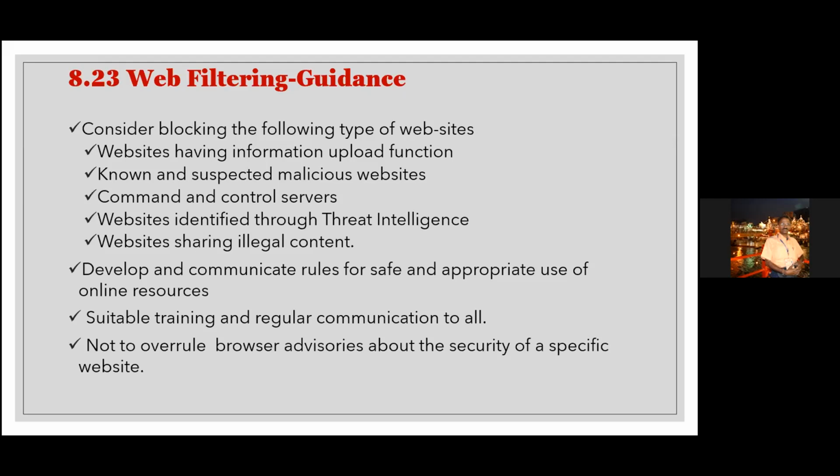So this particular control is a new control, re-emphasizing the implementation area for people who have access to websites through their internal information systems. Develop and communicate rules for safe and appropriate use of online resources. Every user in the organization is to be made aware of how they can safely and appropriately access online resources for any purpose. Suitable sharing, training and regular communication should be given to all.